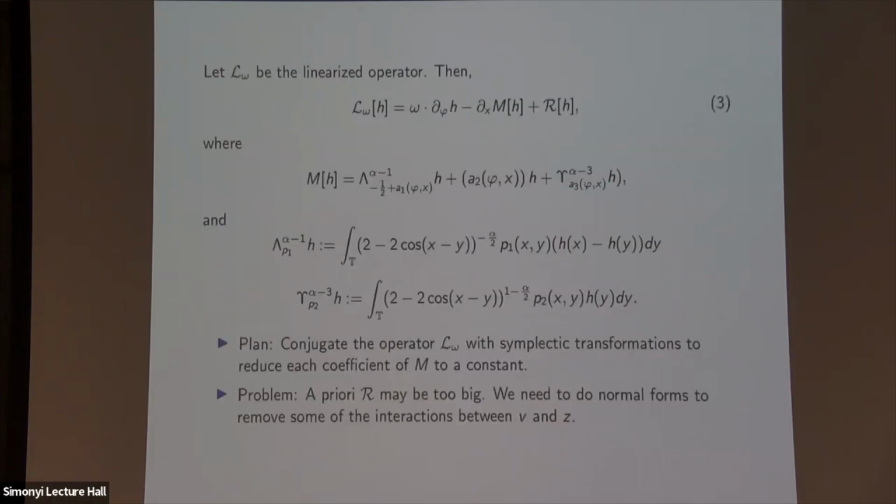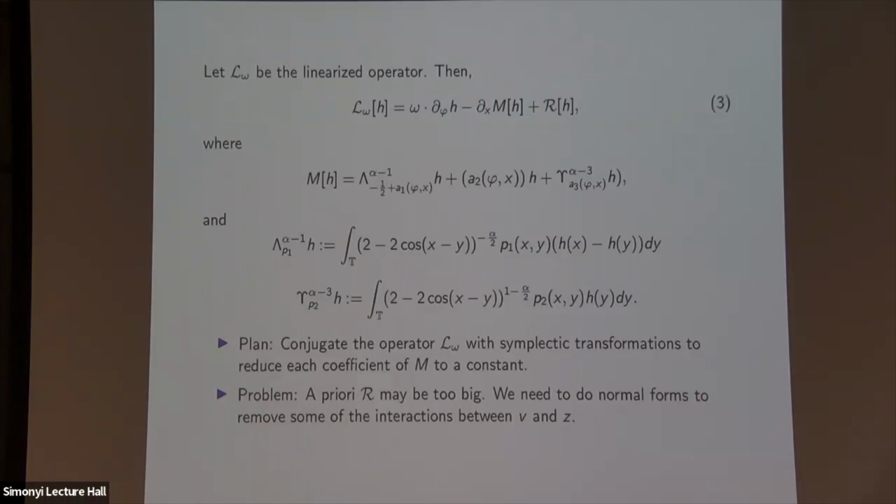Okay, so this is how the linear operator looks like. We have omega partial phi h, some main term and some remainder. The main term, we can write it in this way. Remember there is a dx outside. There is some piece of it which is at the level of alpha minus 1 derivatives via this integral, some piece of it which is at the level of 1 derivative, and some piece of it which is at the level of alpha minus 3 derivatives. This is, at this point, cheating a little bit, but it is nice, or almost nice. So the plan is to deal with M and reduce each coefficient of M to be constant, or to put it into some remainder where it is small enough and semi-linear.